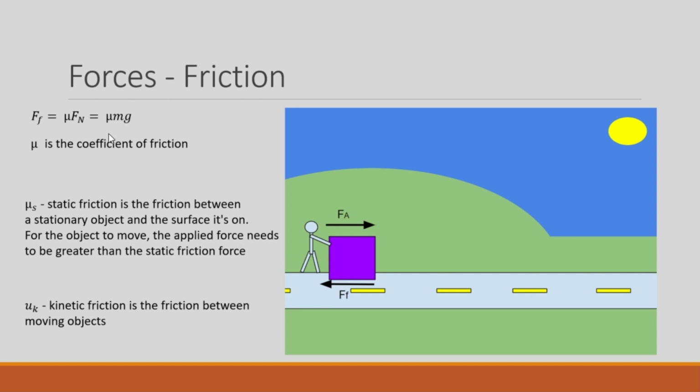In most scenarios, the formula for the force of friction is the coefficient of friction multiplied by the normal force. The coefficient of friction that you use will be for the static friction if the object is not moving and stationary, or if the object is moving, you'll use the coefficient of kinetic friction instead.